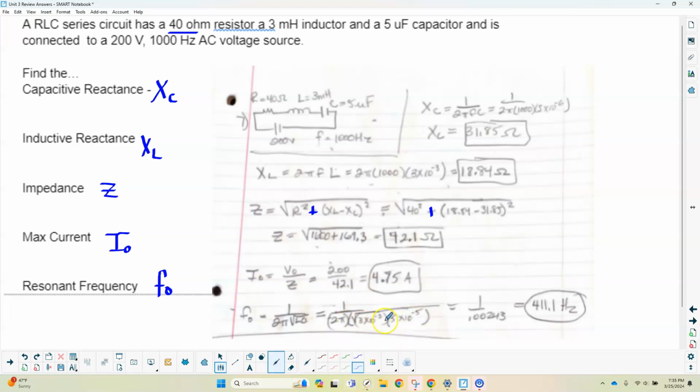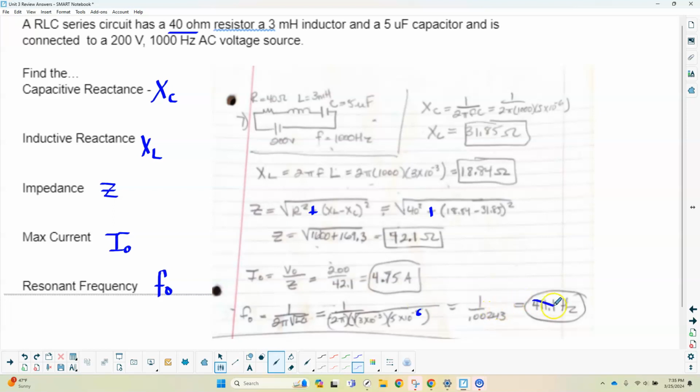That should be a 6 there instead of a 5. I'm sorry. Let me double check my math there too. I think I did it right, but I just wrote it down wrong. So 3 times 10 to the negative third times 5 times 10 to the negative fifth. I'm going to take a square root of that, multiply it by 6.28, and then take the inverse. So actually I did calculate this incorrectly. I apologize. Let me try to do that again. It's 3e to the negative third times 5e to the negative sixth, the square root of that times 6.28, and then the inverse of that.